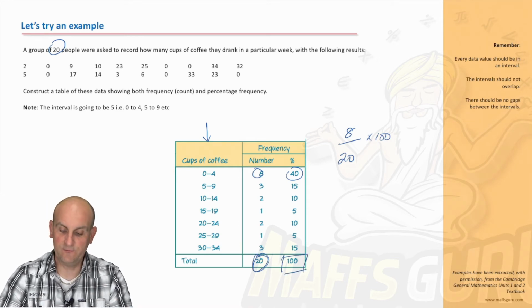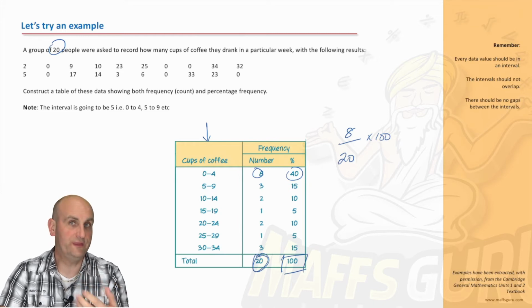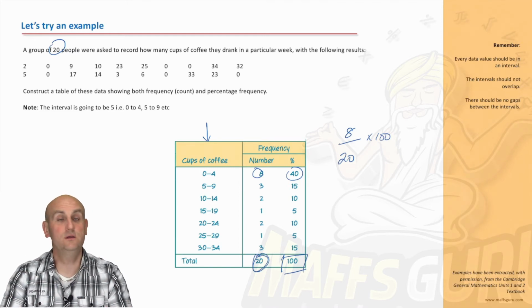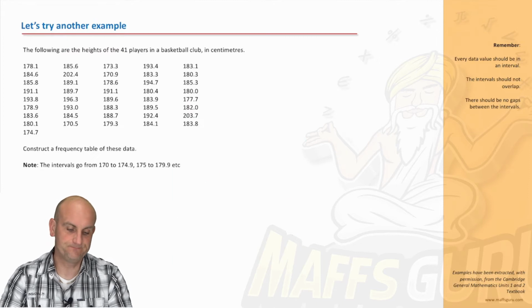And again, those values add up to 100. These are all things to check that you don't make a mistake. If they all add up perfectly to 100% and the total number of people, you're good. You'll be fine. Trust me.